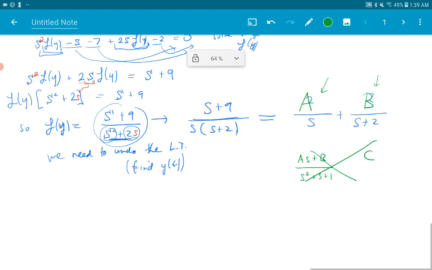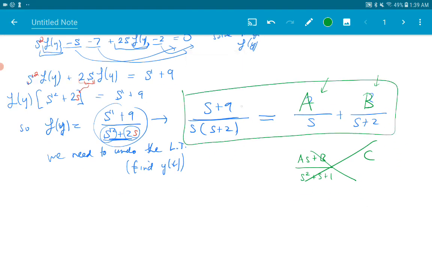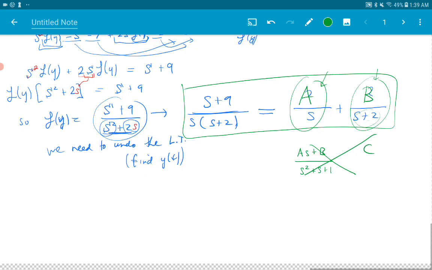Okay, so I have to figure out this decomposition so I can undo the Laplace transform. Once I get it to this, it would be easy to undo, because this will just be A, and this will also be undone with an exponential, e to whatever a is for this to be s minus a. So it's the same thing.